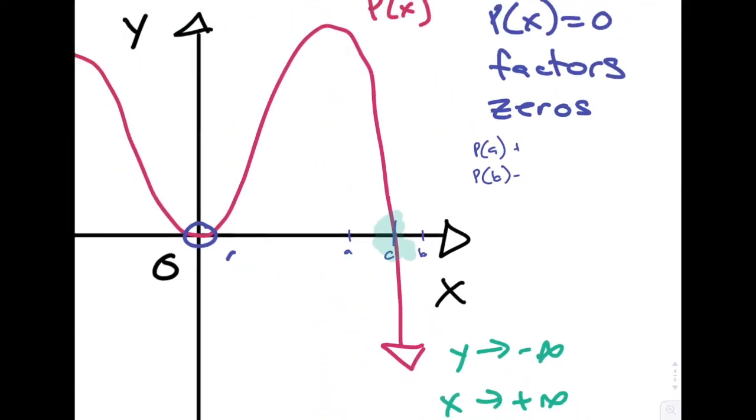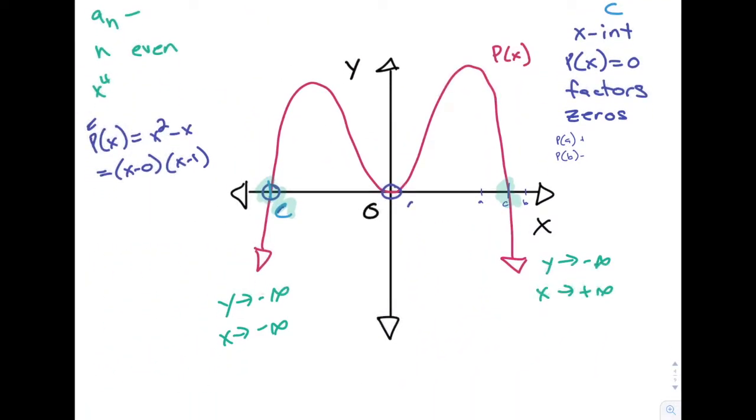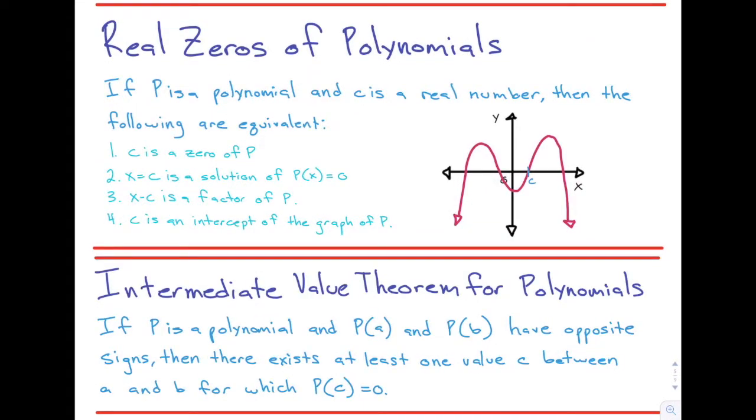And we can summarize that right down here. So we've got two definitions. The real zeros of polynomials. If p is a polynomial and c is a real number, then the following are equivalent. So c is just that point where the polynomial crosses the x-axis. We said that we could call c a zero of p. x equals c is a solution to the equation p of x equals 0, kind of typically how we would find the x-intercepts. x minus c is a factor of p, kind of a byproduct and related to number 2. And 4, c is an intercept of the graph of p, right? x-intercept.